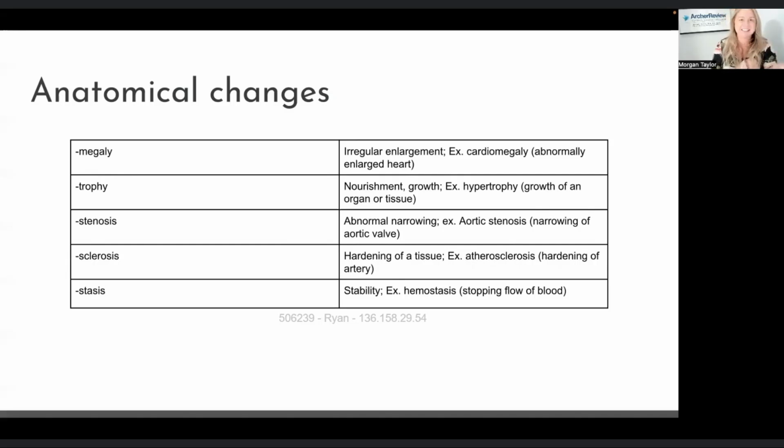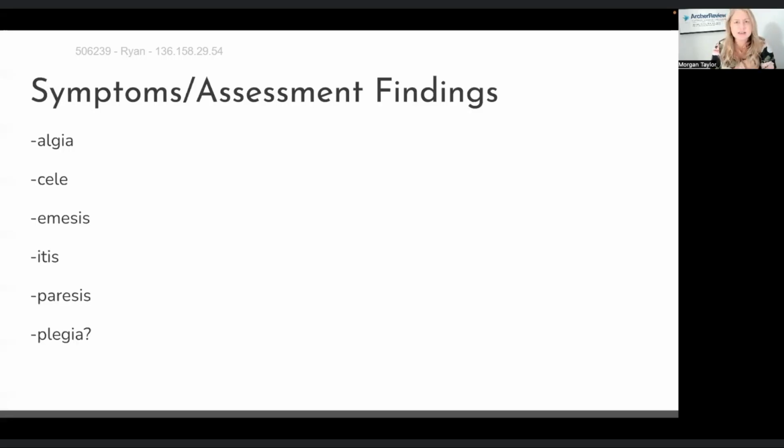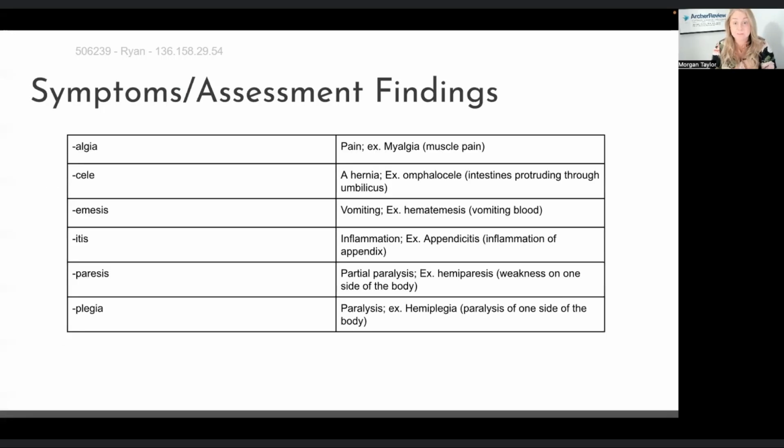And lastly, stasis. This means that something is staying still. Remember, venous stasis, the blood in the vascular system is staying still. Hemostasis is when the blood clots. It's not flowing anymore. It's still. So stasis is still. Now let's look at some suffixes that can clue us in about our assessment findings.